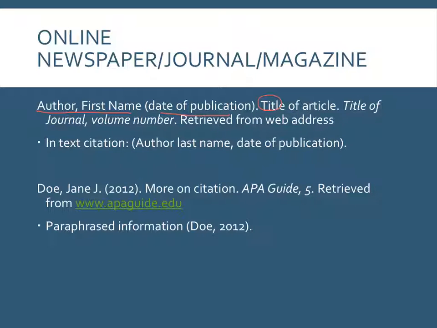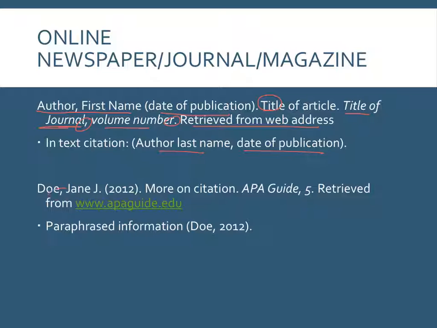From here we get a slight change. We'll also add in the title of the journal. Notice it is fully capitalized because it is a proper noun. The volume number, comma, between, and the period, and then the retrieved from and the web address. In-text citation remains the same, author, last name, date of publication.